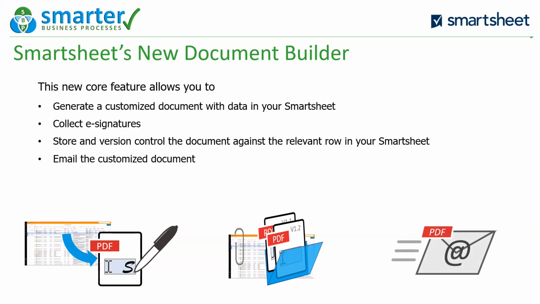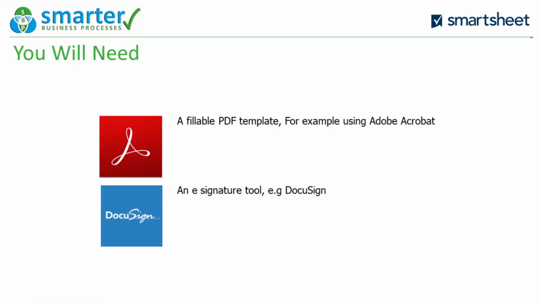In order to use this document builder, you will need to have a fillable PDF template. So it's not just a PDF, free Adobe type PDF document. You need to have one that is editable and fillable. In order for me to set up this demonstration, I've used a trial of Adobe Acrobat, but there are other fillable PDFs that you could use as well. And if you want to do the e-signature, then you might need a DocuSign license if you're wanting to use DocuSign to collect those e-signatures. So there's just a little bit there about what this document builder is, what it's designed to do, and what you would need in order to use it.